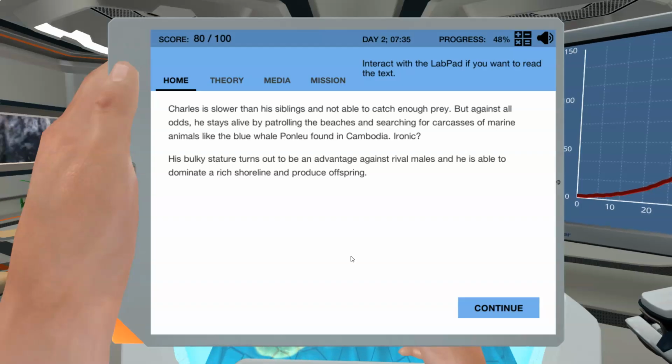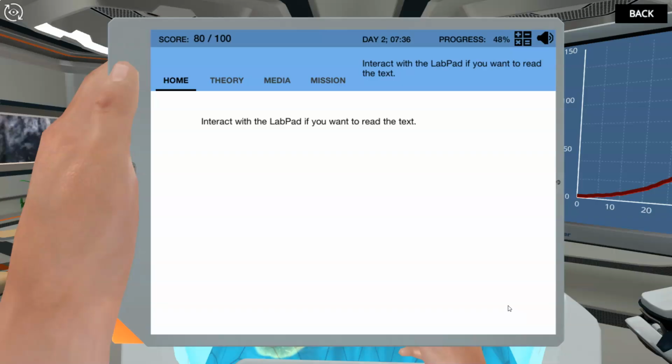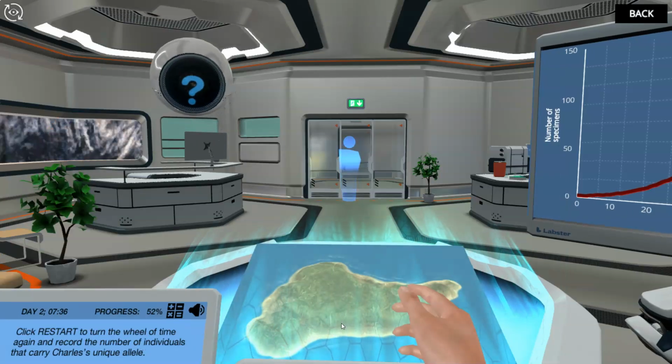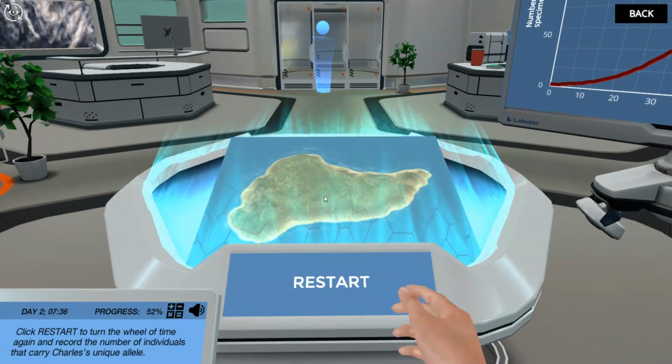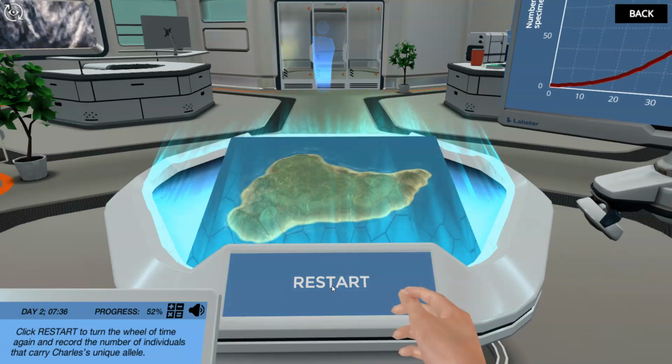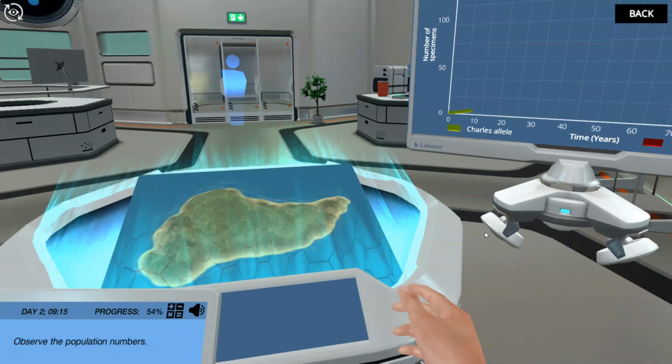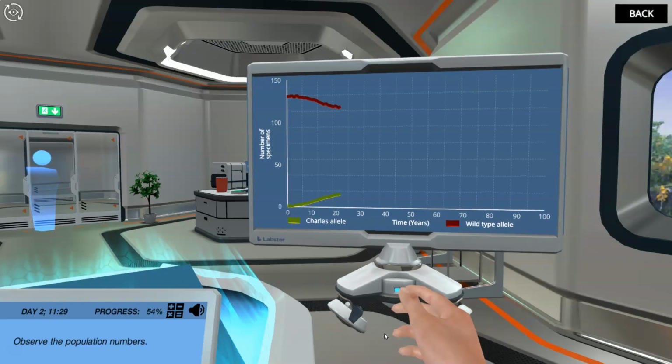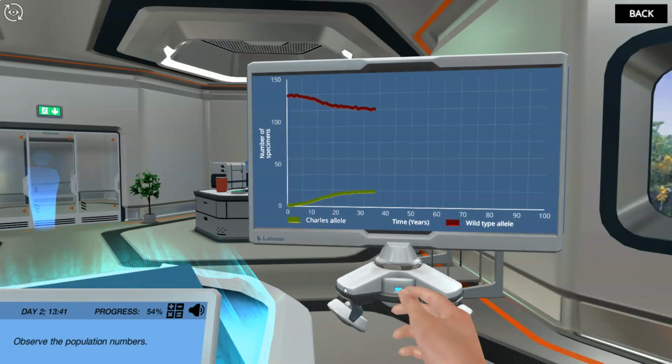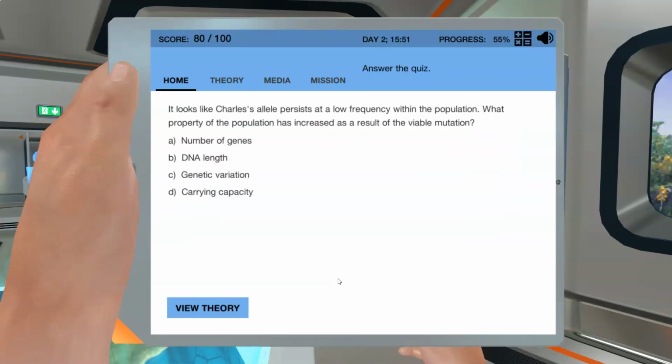Ironic. His bulky stature turns out to be an advantage against rival males and he is able to dominate a rich shoreline and produce offspring. Click Restart to turn the wheel of time again and record the number of individuals that carry Charles's unique allele. Observe the population numbers. It looks like Charles's allele persists at a low frequency within the population.